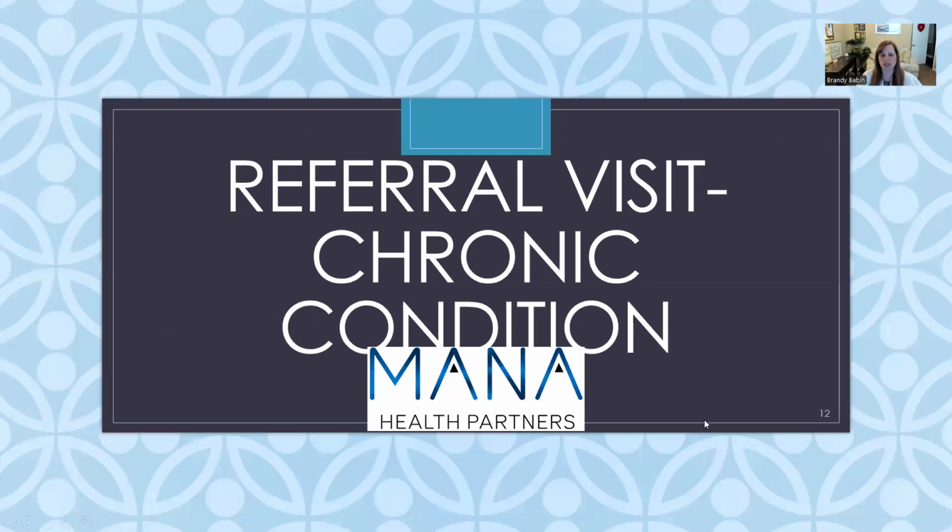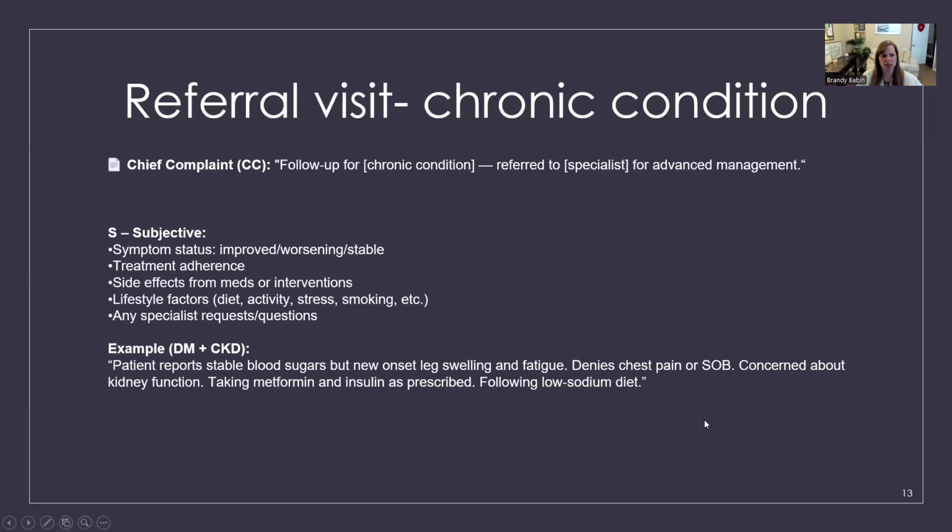So a referral visit for a chronic condition. So let's say I'm just going to throw out on this one diabetes. Follow up for diabetes, referred to endocrinologist for advanced management, subjective. Symptom status: improved, worsening, stable. So symptoms, so that's your blood glucose, that's your A1C. Is it worse? Is it better?